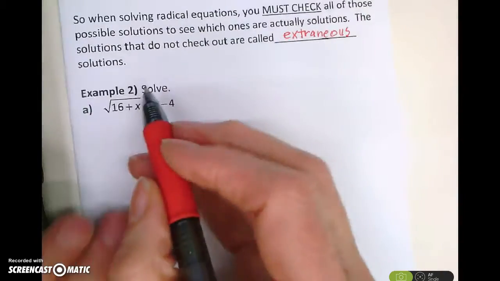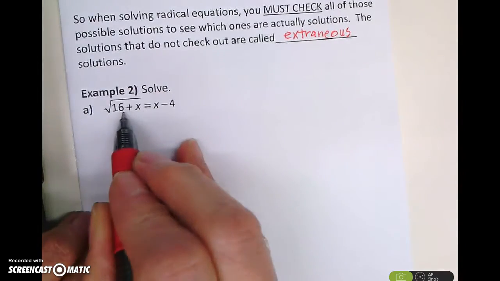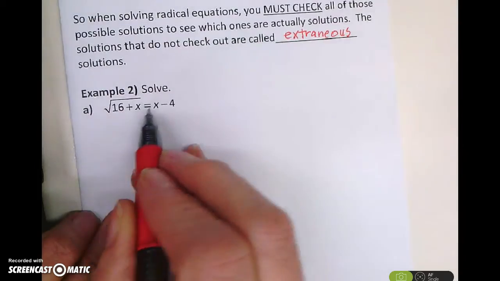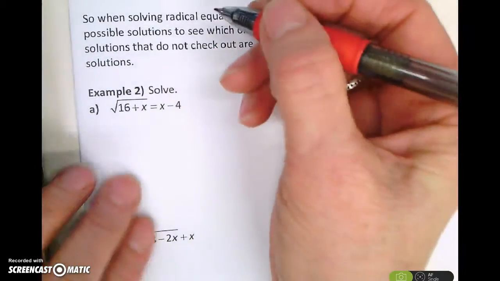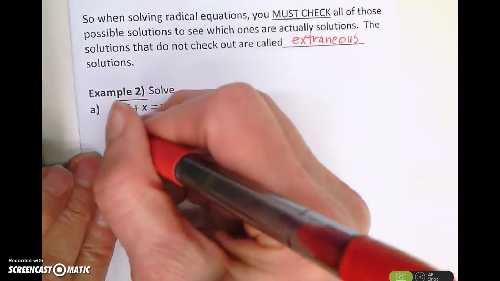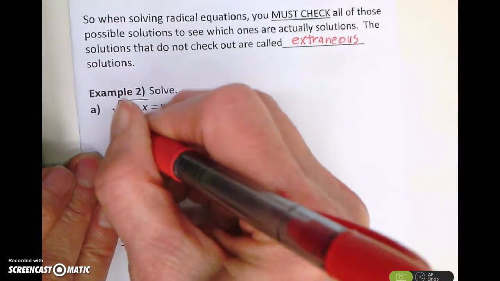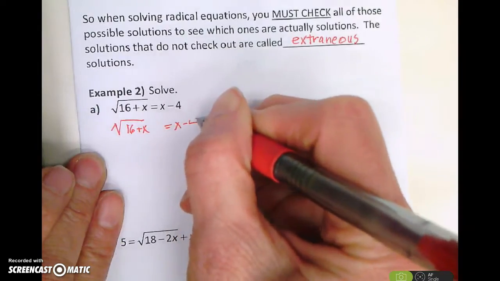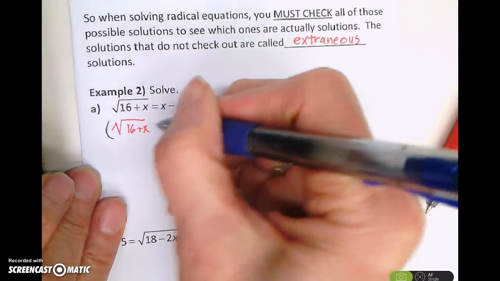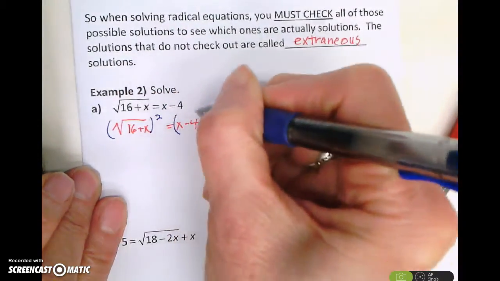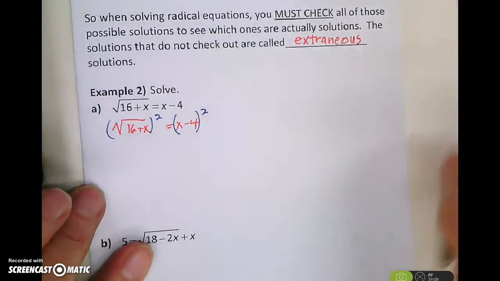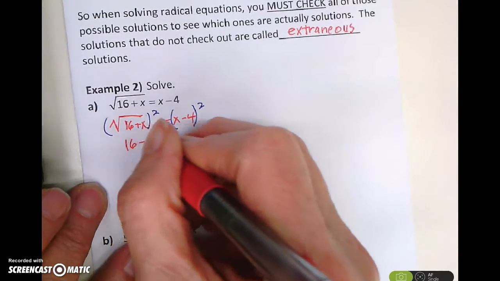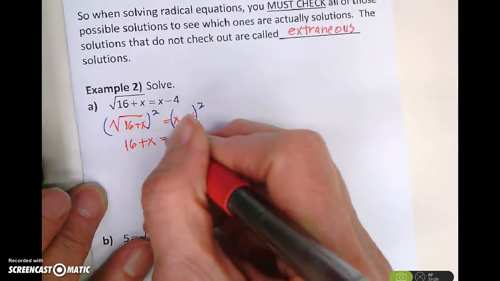All right, so example 2. Now this time it gets a little harder. Here's my equal sign, and you see I do have my radical alone on one side. And so my next step is to square both sides. So when I do that, I'll show this again. I have 16 plus x is equal to x minus 4. When I square both sides like this, my radical to the second power is going to bring out the radicand, so 16 plus x.